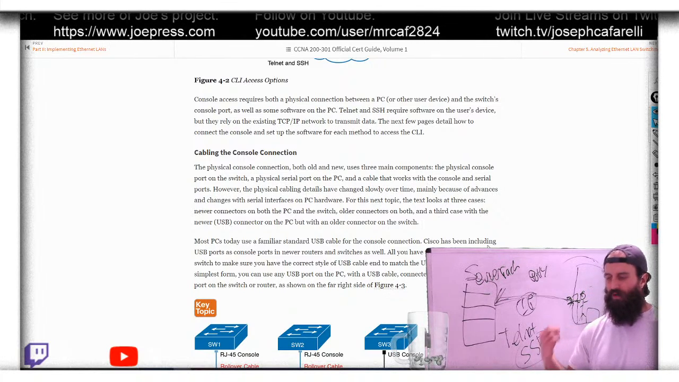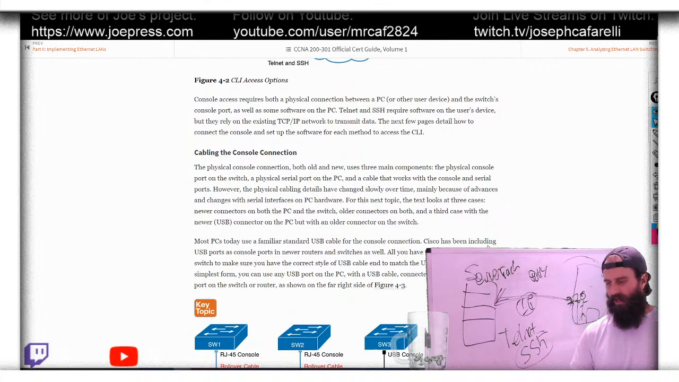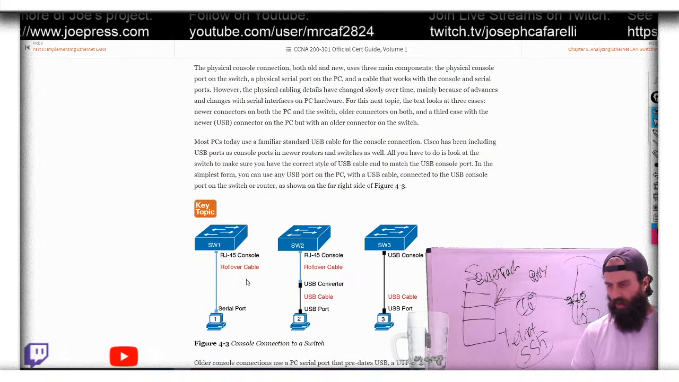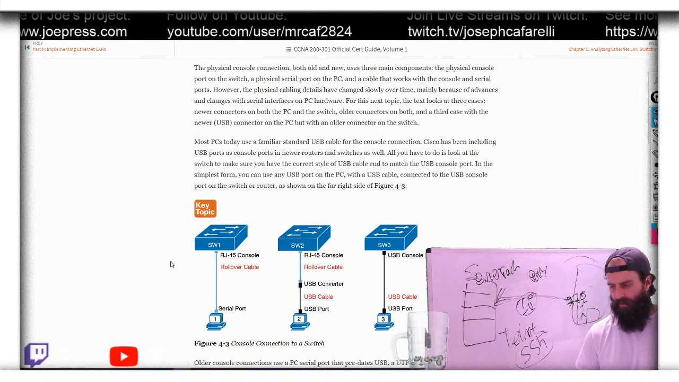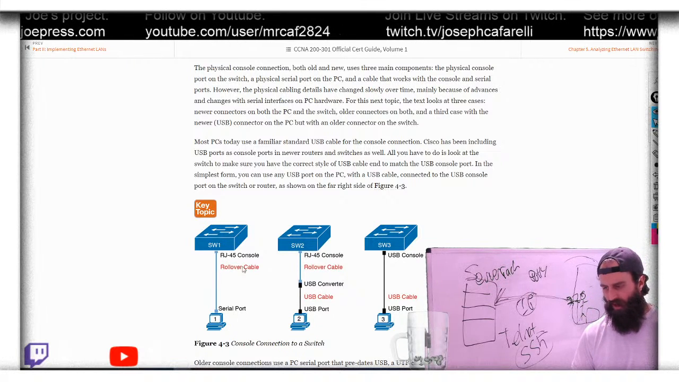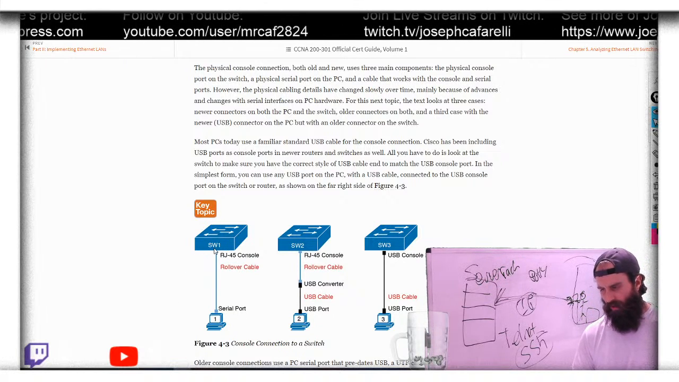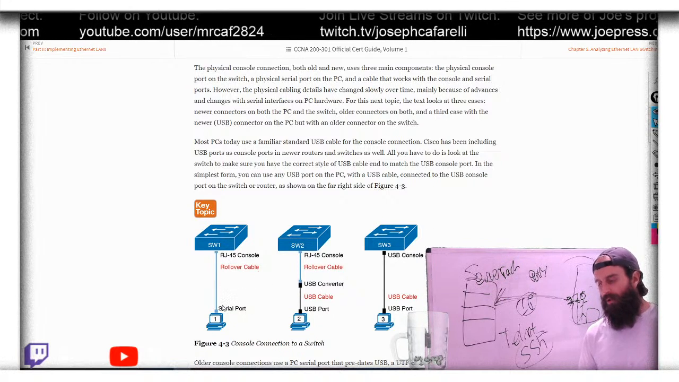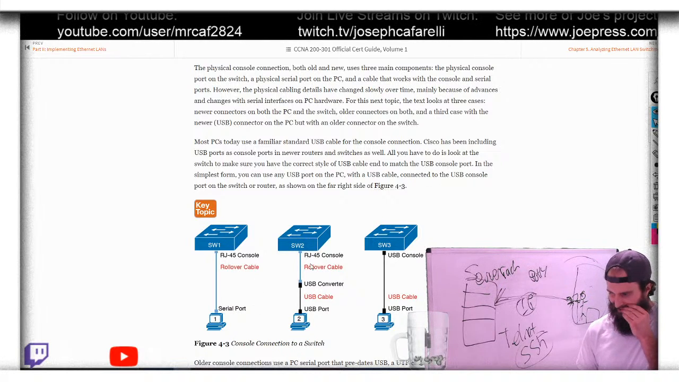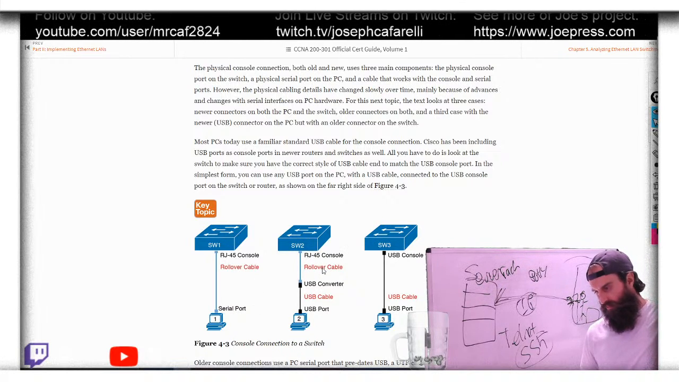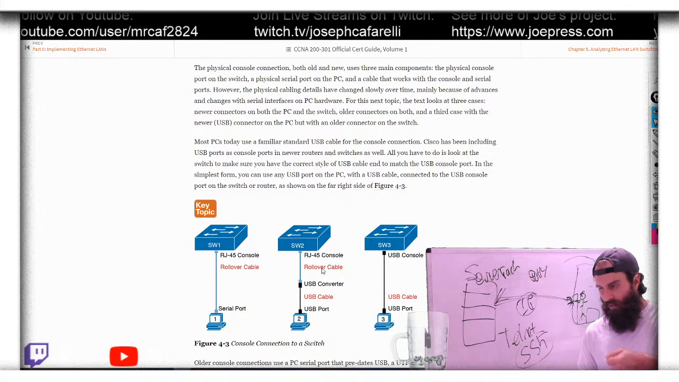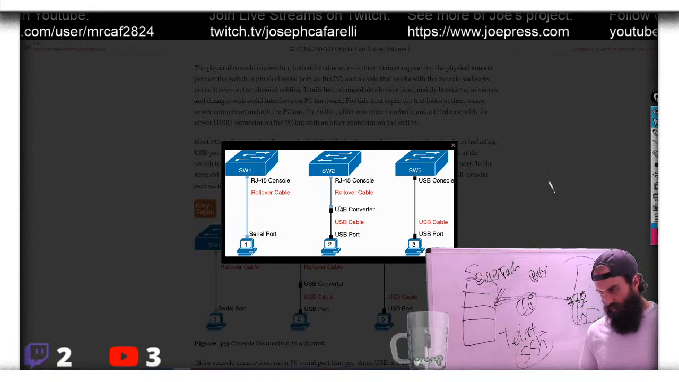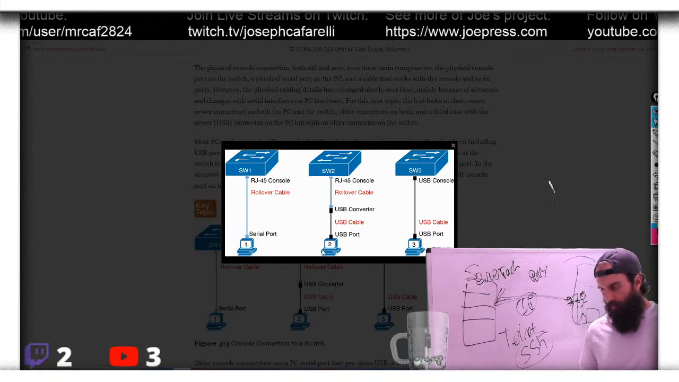It's funny, saying newer USB connector on the PC but the older connector on the switch. So here's just a depiction of our RJ45 console, hooking up to the console port on the switch over a rollover cable to the serial port on your PC or laptop. Here is the RJ45 again, going into the console port with a rollover cable to a USB converter, USB to your PC.